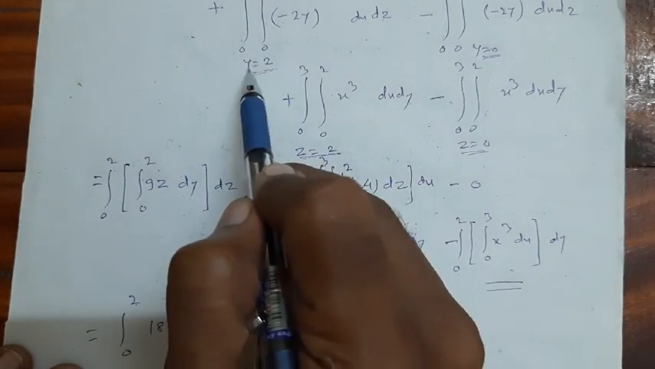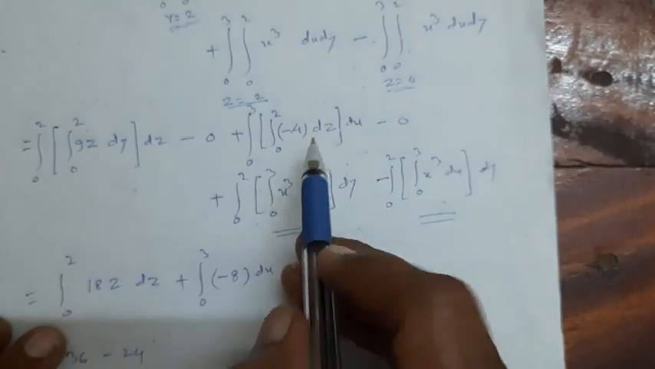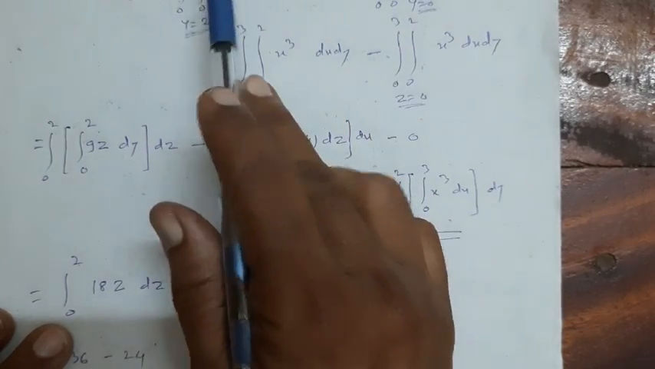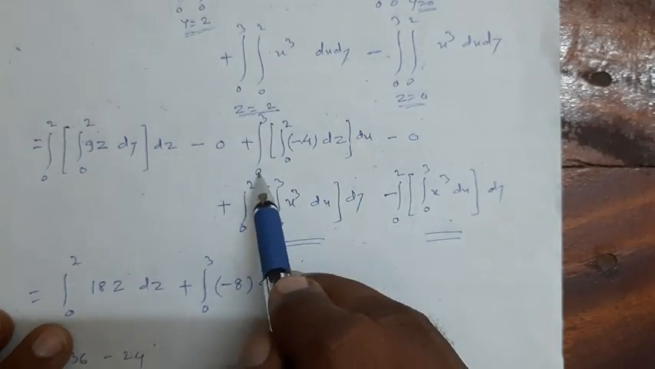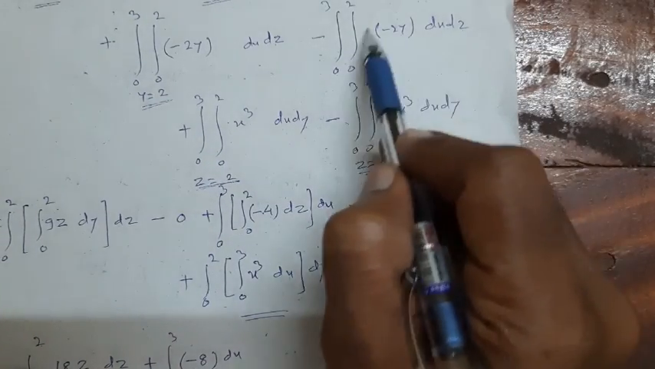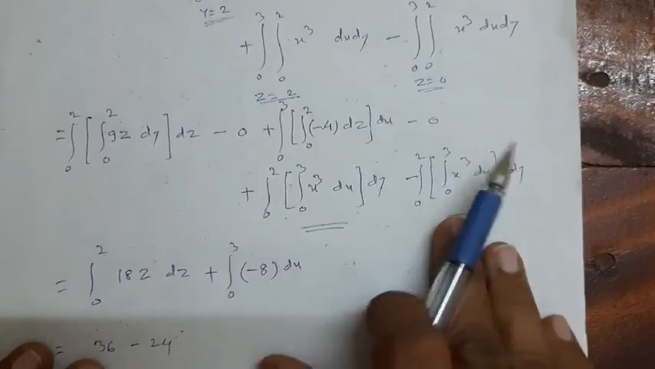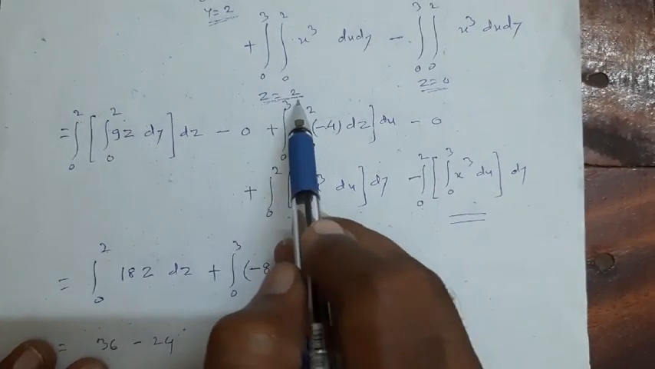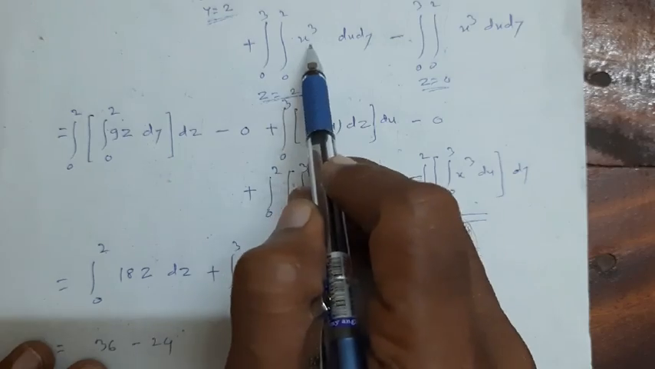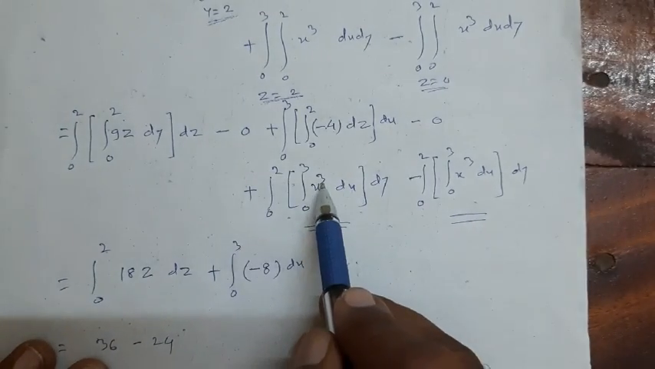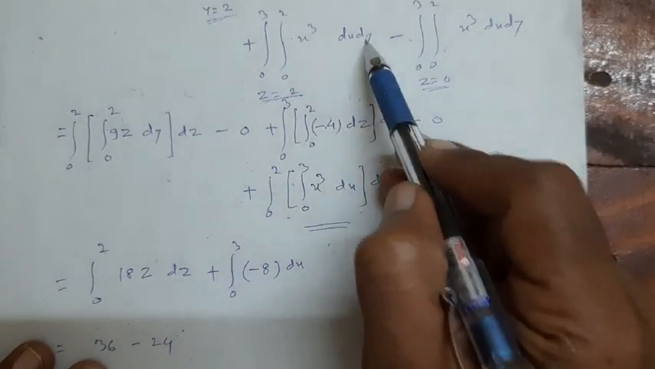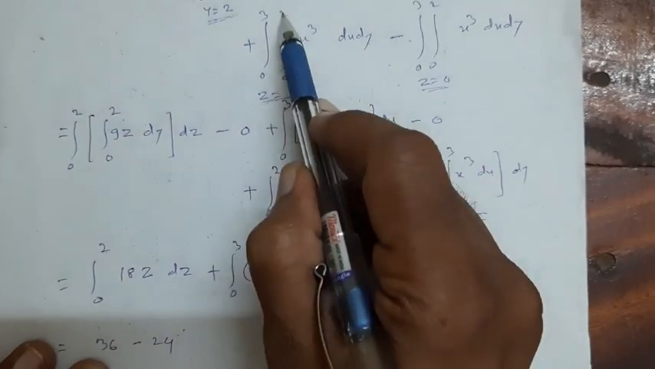Here if I substitute y equal to 2, then it becomes minus 4. First I will have to integrate over z from 0 to 2, and then over x from 0 to 3. In this case, if I substitute y equal to 0, then this term will vanish, and therefore it is 0. Here I will substitute z equal to 2, but x cube does not consist of z, so there is no need of substitution. I will integrate x cube over x from 0 to 3, and after that over y from 0 to 2.